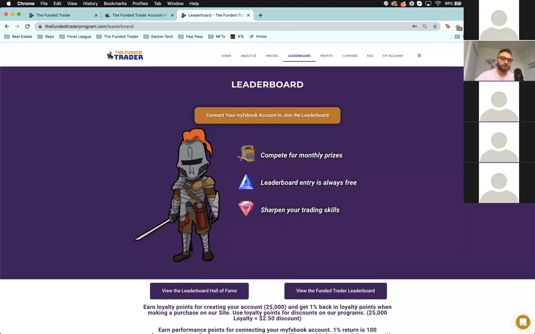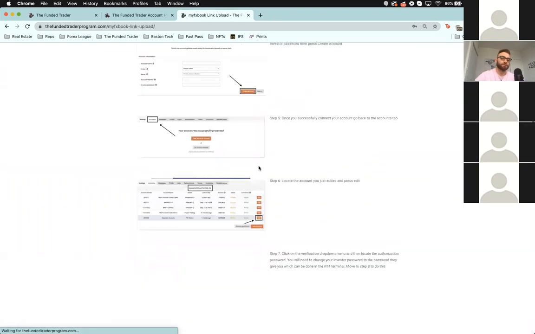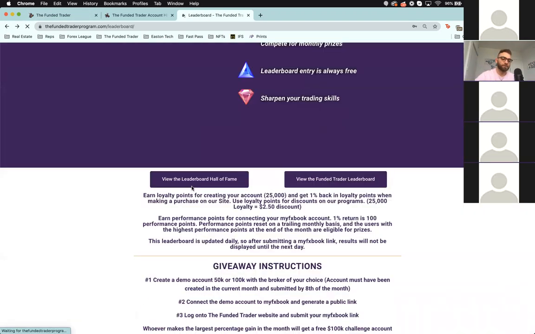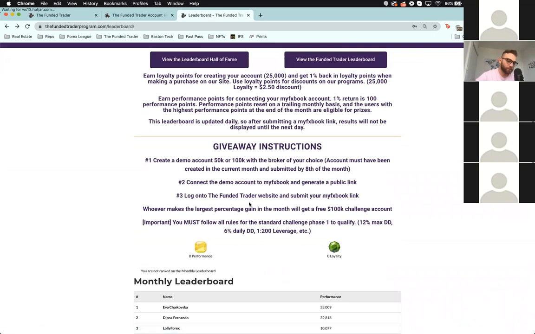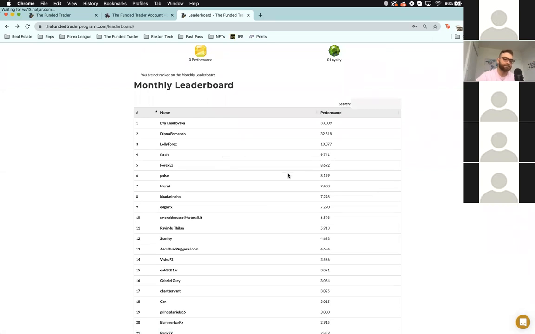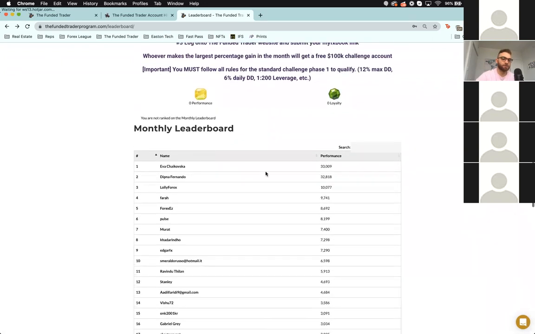Step-by-step instructions on how to get involved with this leaderboard are right here. You can just click this. We've got photos here to walk you through exactly how to set everything up. But basically, we want to integrate this with the dashboard. We don't want you guys using MyFXBook anymore. We want this to be exactly the same as the challenge. So this is going to be something that's coming along with the website and the funded trader leaderboard as well.